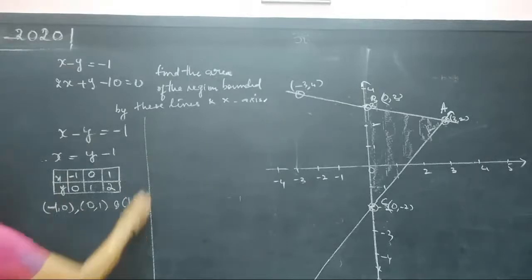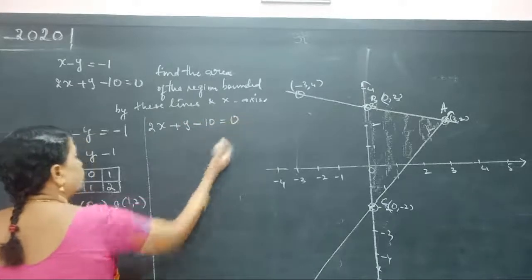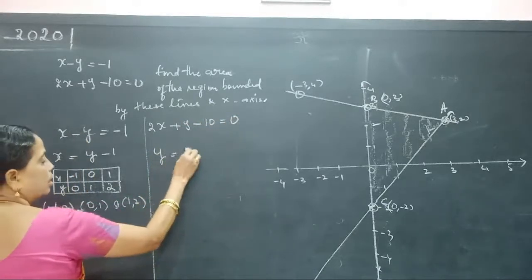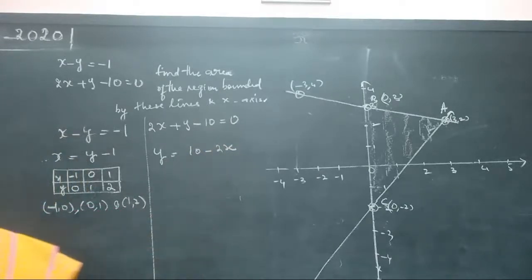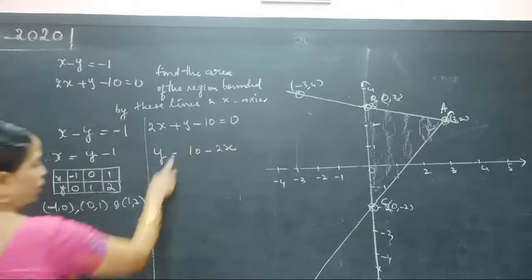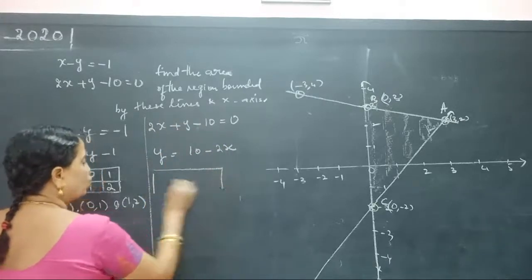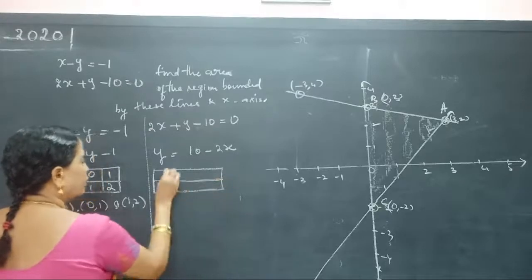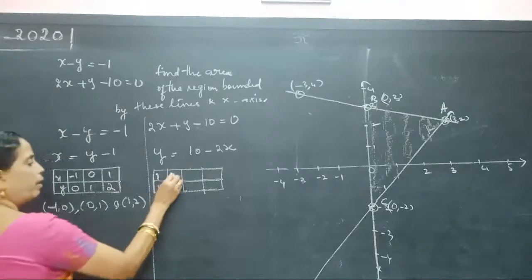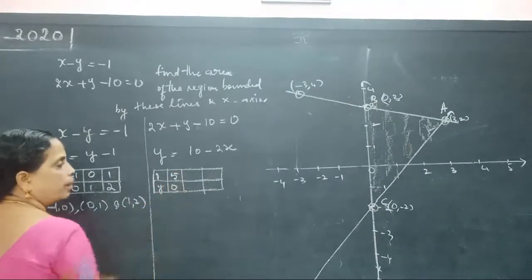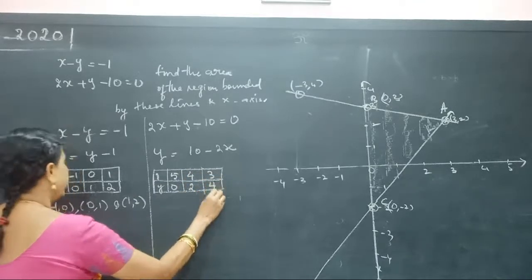Take the second equation. 2x plus y minus 10 equal to 0. y equals plus 10 minus 2x. I am avoiding the first term to be negative. So to make the first term positive, I transfer the negative term first and then minus 2x. Here also you have a linear form. No division. Clear? Now try to give the values: when x equals 5, y is 0, x equals 4, y is 2, x equals 3, y is 4.